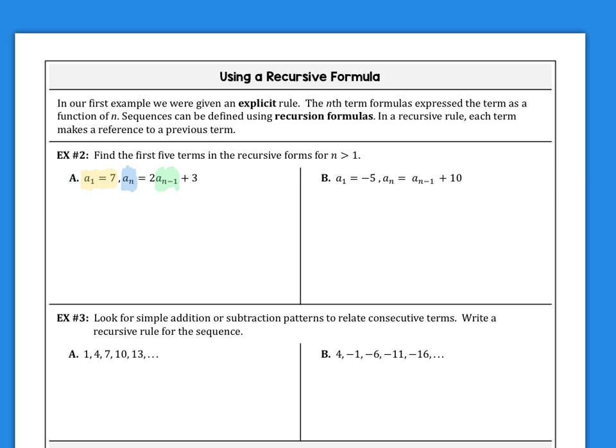So that's like taking the number you start with, and every other one after that, you just have to multiply by 2 and add 3. So this is a recursive formula, that a sub n minus 1. So don't let that freak you out. Let me show you how it works.